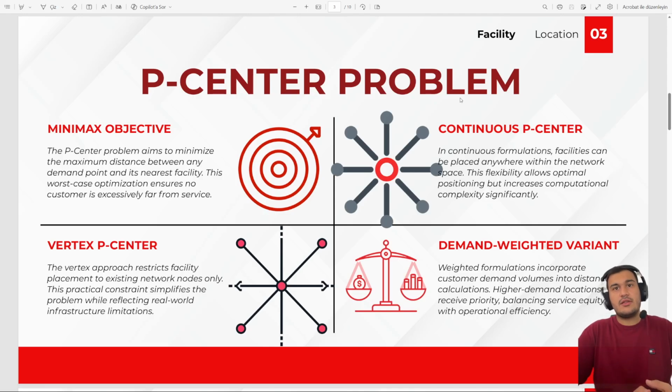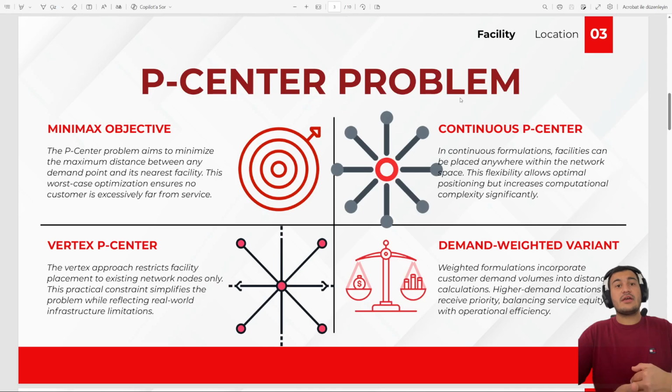Why? Because they look at the worst case scenario. Instead of making the average distance good for everyone, it ensures that no single customer is too far away from the service. This is very important for equity, meaning fairness. For example, think about emergency services like fire stations, ambulances or police stations. You don't care about the average time. You want to make sure the furthest house can still get help quickly. This is the main idea.